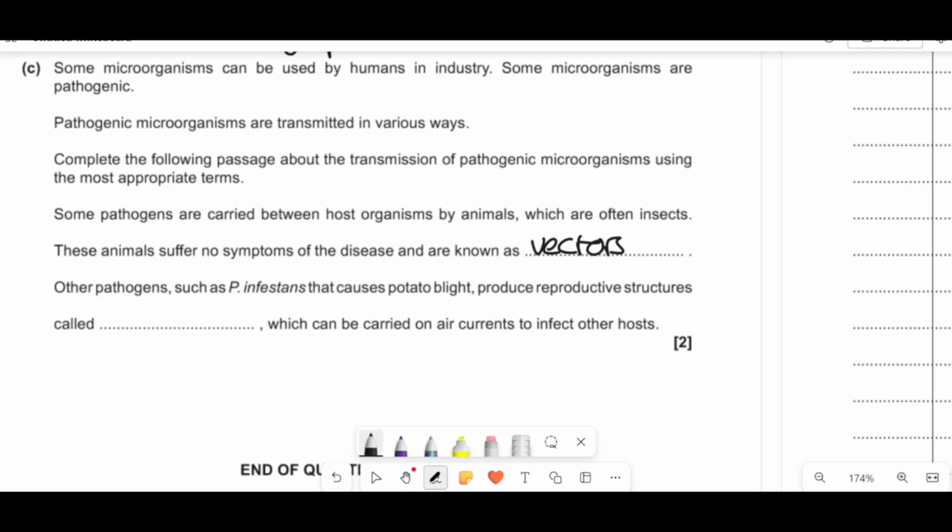Then it says other pathogens, such as P. infestans causing potato blight, produces reproductive structures called... So this is all to do with a fungus. It's a fungal disease, so it's spores.